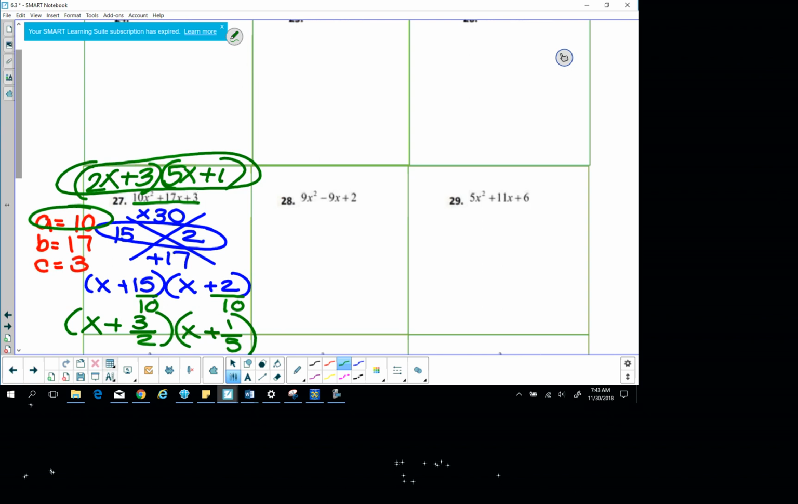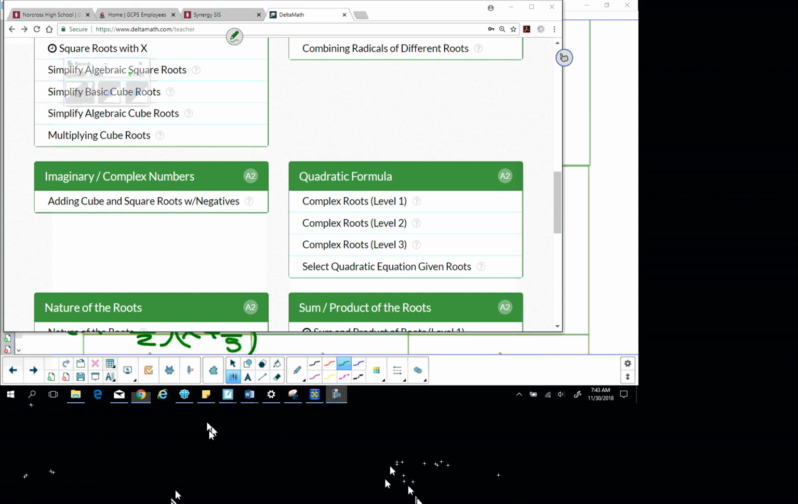Does that make sense? Okay, so I'm going to have you guys work on that for a little bit. Then take your ticket out the door. And then you can work if you have a device. I don't have my computers today. But your Delta Math looks like this. So I can show you real quick.